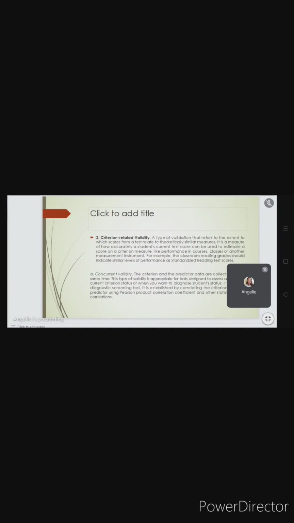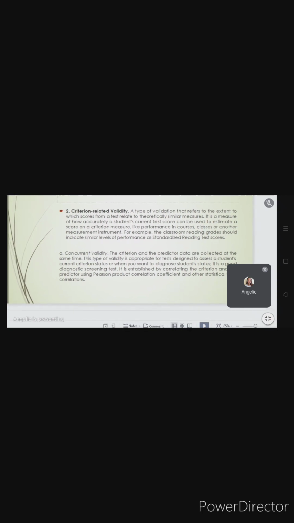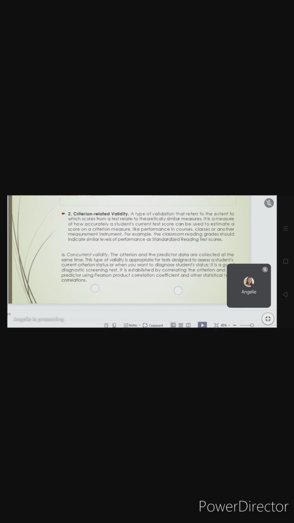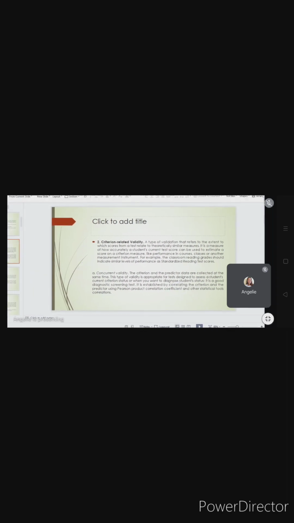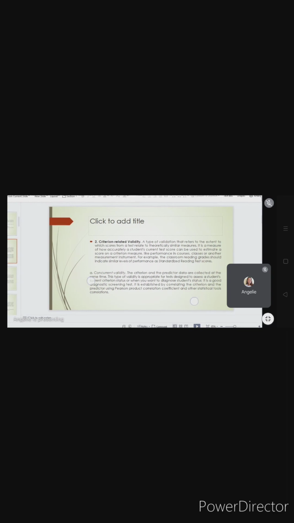A, concurrent validity. The criterion and the predictor data are collected at the same time. This type of validity is appropriate for tests designed to assess the students' current criterion status, or when you want to diagnose student status. So it is a good diagnostic screening test. It is established by correlating the criterion and the predictor using Pearson product-moment correlation coefficient and other statistical correlation tools. Next slide, please.